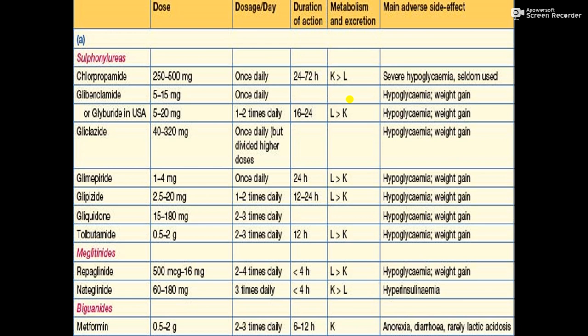Meglitinides include repaglinide and nateglinide. Repaglinide is available in 500 micrograms to 16 milligrams, and nateglinide at a dose of 60 to 180 milligrams. Its dosage is 2 to 4 times daily, and meglitinides 3 times daily. Its duration of action is less than 4 hours. They are almost equivalent to each other. The main adverse effects reported after administration of repaglinide and nateglinide are hypoglycemia and weight gain, while nateglinide also causes hyperinsulinemia.